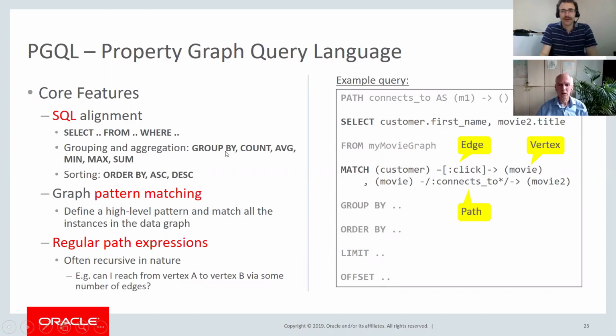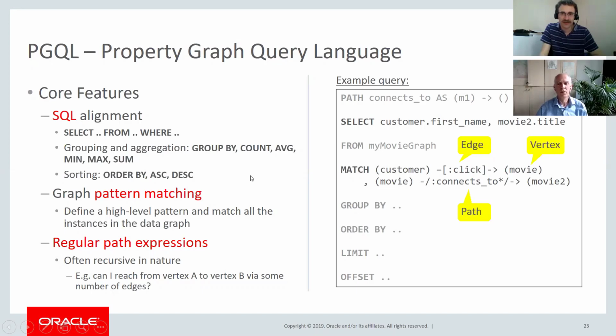Just to give you an idea of what it looks like using PGQL, it is similar to SQL in that it has the typical SELECT FROM WHERE structure, and you have all the grouping and count and average and sorting and so forth.